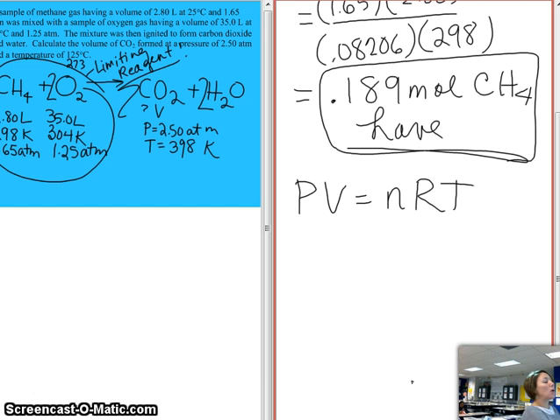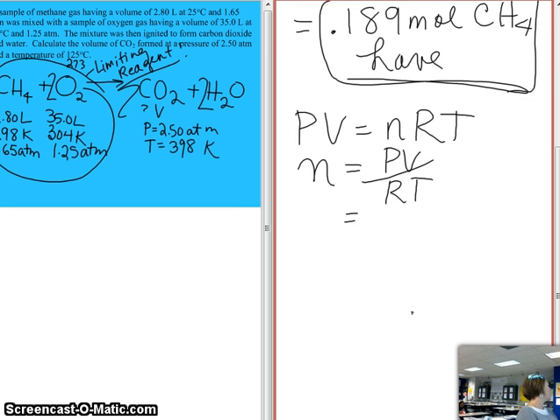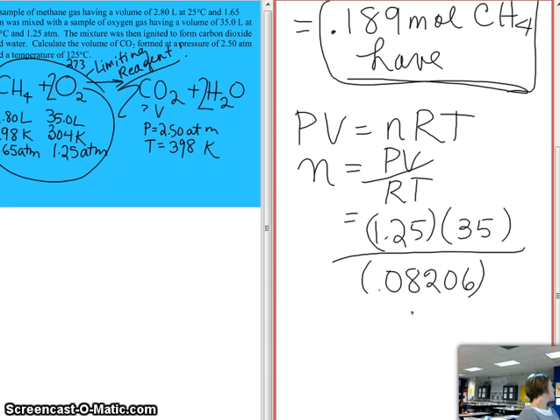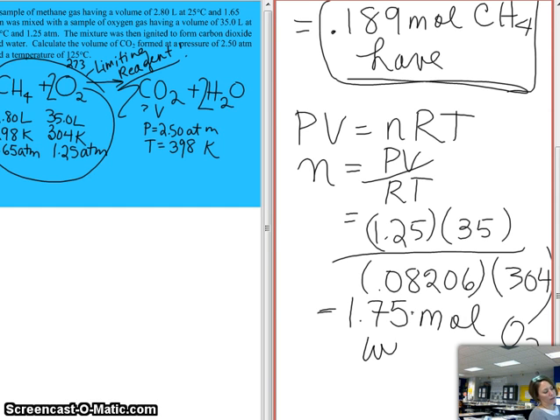And again, we're solving for moles, so I'll just rearrange the equation so I have n by itself. It's PV over RT. Our pressure of oxygen was 1.25. Our volume is 35. Wow, we have a big volume of oxygen. Our R is 0.08206, and our T is 398. Or, I'm sorry, 304. Is that the right T? Okay. So we'll solve for our moles this way. So what you get for your moles are 1.75 moles of oxygen that we have.